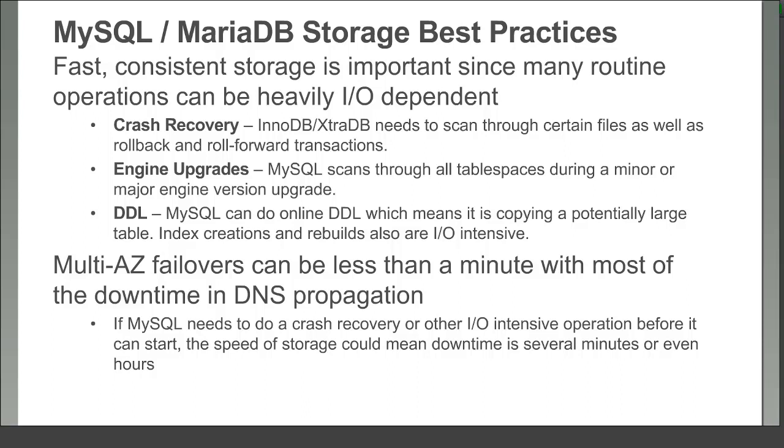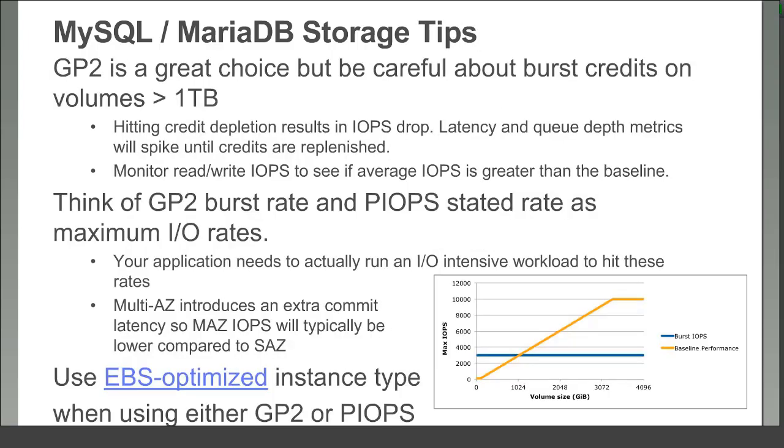If you look at the bottom, we're talking about the multi-AZ failovers. And so with a multi-AZ failover, if you have the appropriate storage type and you've effectively eliminated the storage throughput and IOPS as your limiting factor, then it really brings it down to just DNS propagation. And so that can significantly minimize downtime during a failover if you have the appropriate EBS volumes.